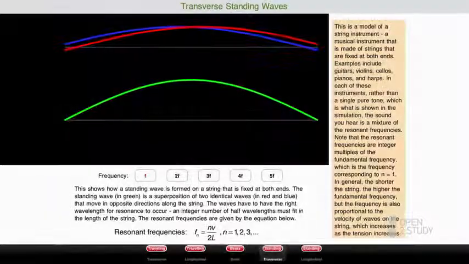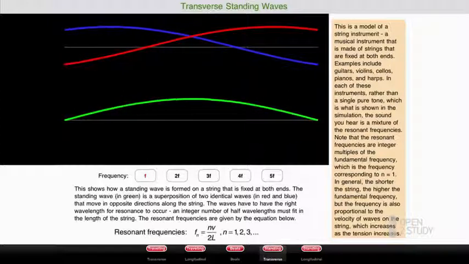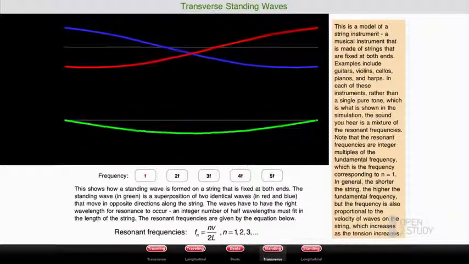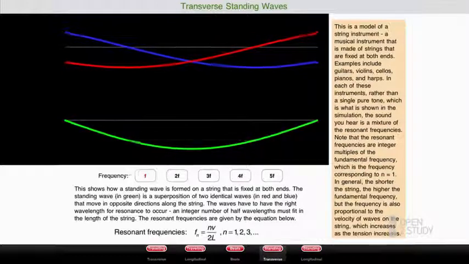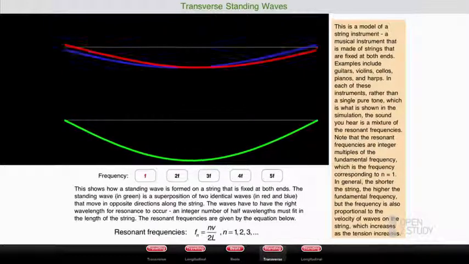If you look now at the green wave moving up and down, you can see at the ends of the wave there's no motion at all. They're nodes. And this in fact is the simplest wave you can have on a string fixed at each end. There's a node at one end, a node at the other, and in the middle there's an antinode.